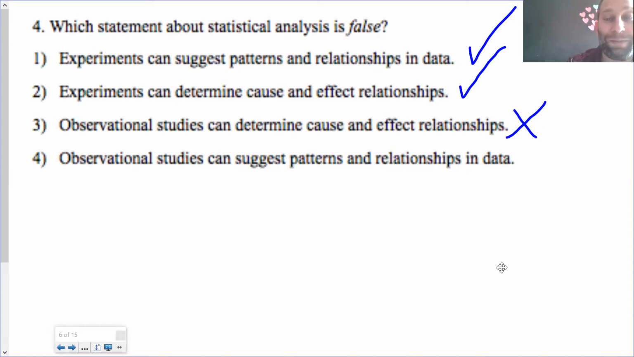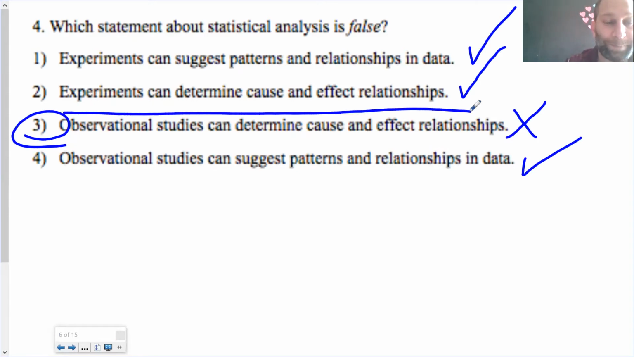Observational studies can suggest patterns and relationships. Yes, an observational study or a survey cannot determine cause and effect relationships. Only a controlled experiment can.